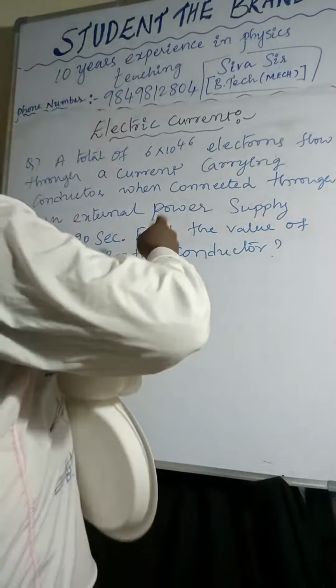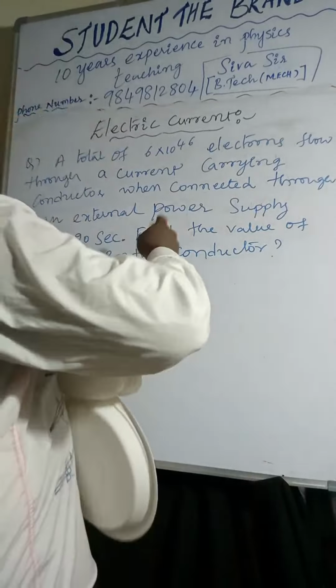So here, only two values are given. How can we find out? We know the formula, I equal to Q by T, that is nothing but N E by T. Yes or no? E equal to 1.6 into 10 power minus 19. That value they didn't give here, but we have to remember that value. So what is that value?